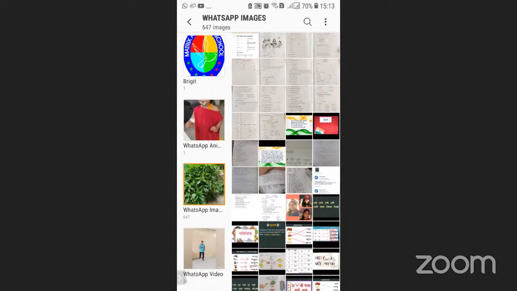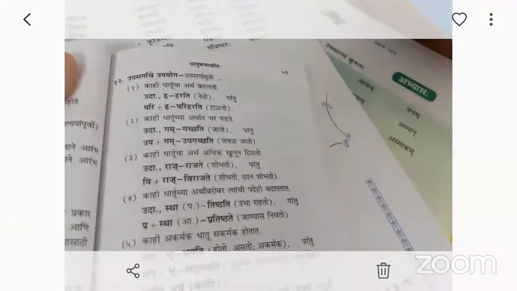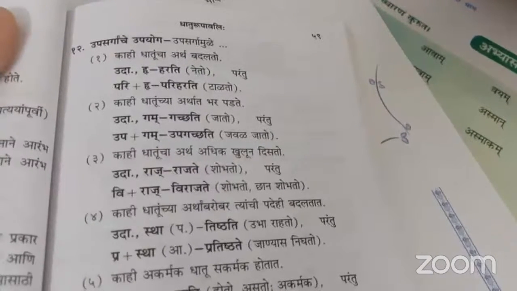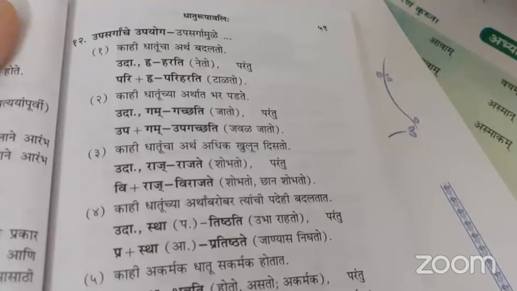Now see why these upasargas are added to the root. Now see, some examples are given here. I forgot to tell you to take a screenshot. I will share the last page again afterwards. First, see upasarganche upayog. Okay, why do we have to use this upasarga?